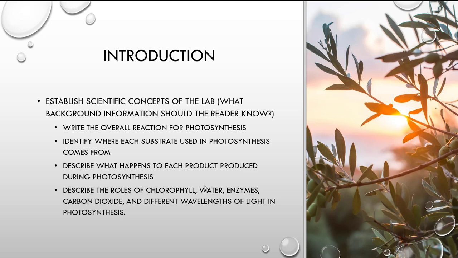And then describe what happens to each product produced during photosynthesis. So, how is the glucose produced? What part of the plant produces the glucose, and so forth. And then describe the roles of chlorophyll, water, enzymes, carbon dioxide, and different wavelengths of light in photosynthesis.